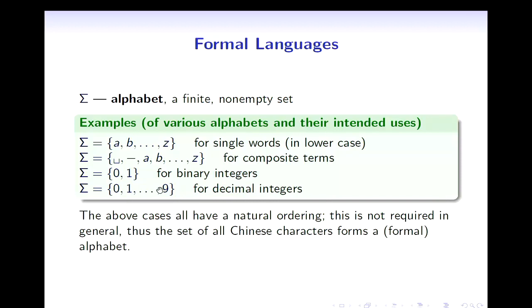This is an alphabet that you're very familiar with for decimal integers: 0, 1, up to 9. I should have been more precise. This is actually for positive integers, because with just 0 up to 9, you cannot represent negative integers. For negative integers, you would want to have this minus symbol in addition.